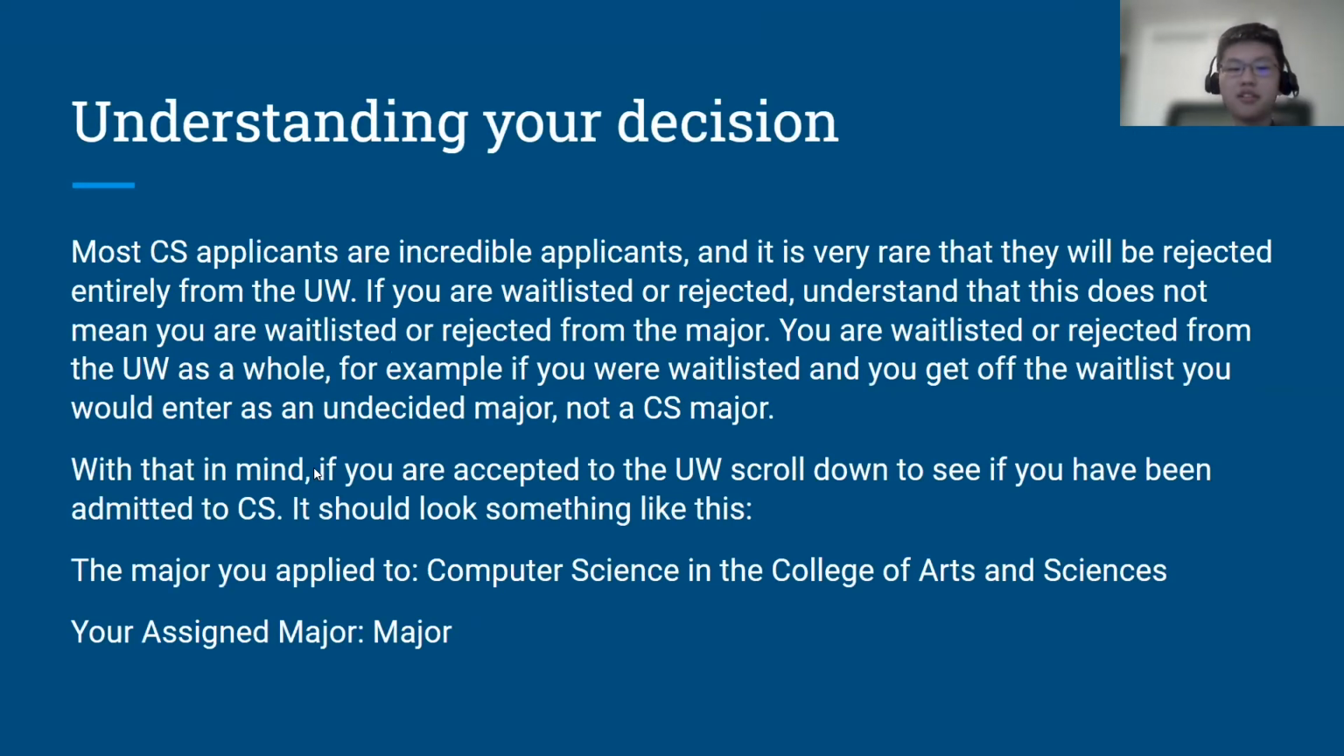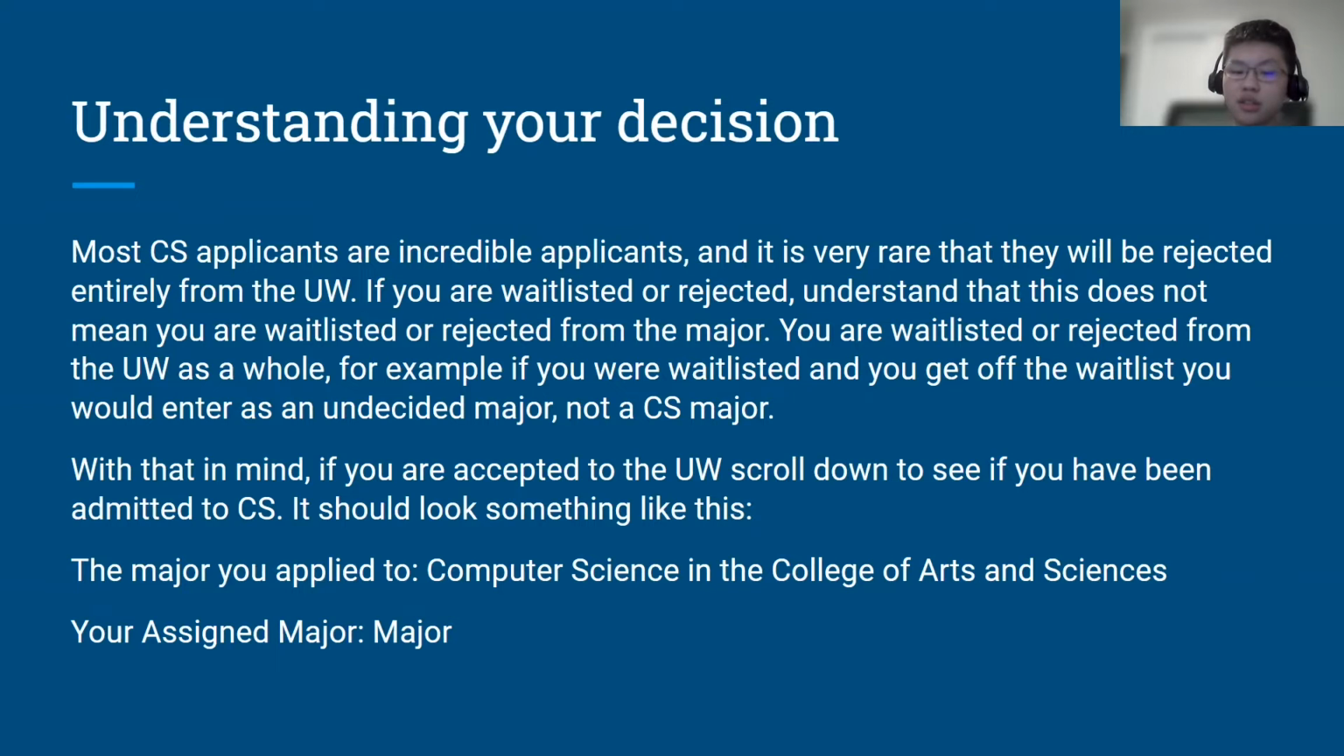So, understanding your decision. Most CS applicants are incredible applicants. It's really rare that they would get rejected entirely from the UW. But if you do find that you get waitlisted or rejected, understand that this does not mean you are waitlisted or rejected from the major. It means you are rejected or waitlisted from the UW as a whole. For example, if you're waitlisted and you get off the waitlist, you would enter as an undecided major, not a CS major. There's no special waitlist for the CS major.